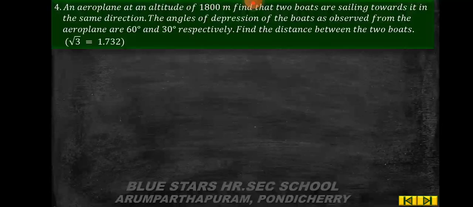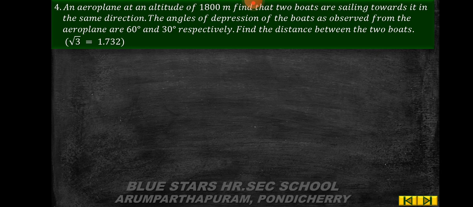Problem number 4. An aeroplane at an altitude of 1800 meters. Two boats are sailing towards it in the same direction. The angles of depression of the boats as observed from the aeroplane are 60 degrees and 30 degrees respectively. Find the distance between the two boats. Root 3 value is 1.732.